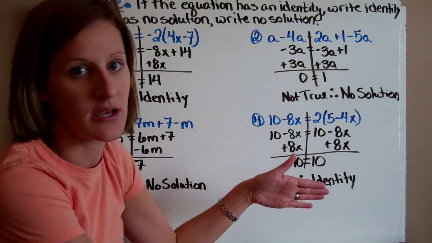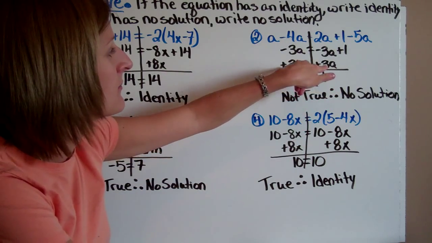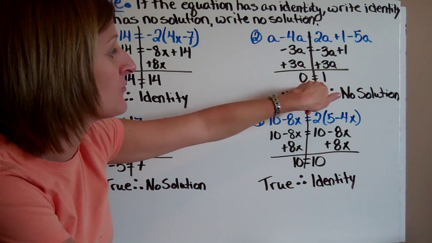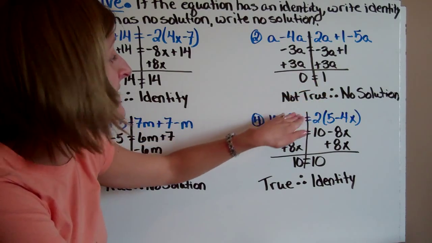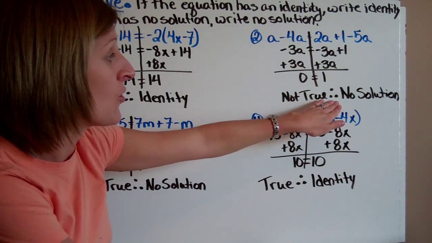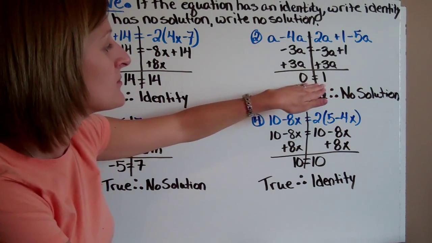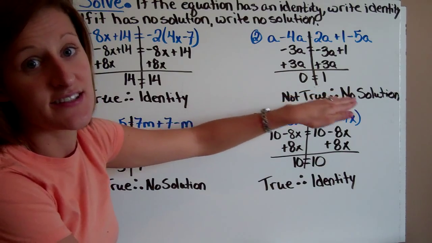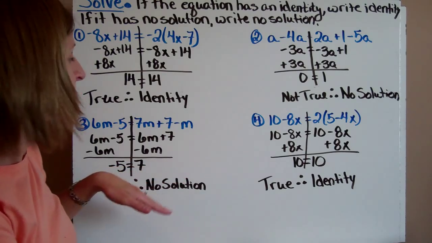We know this isn't going to be true, but let's keep working until all of our variables are gone. I'm going to add 3a to both sides, and I'm left with 0 equals 1. I know 0 does not equal 1. This is not true. Therefore, this is going to be a no solution. So when you have two numbers that don't equal each other, it's a no solution. When they equal each other, it's an identity.